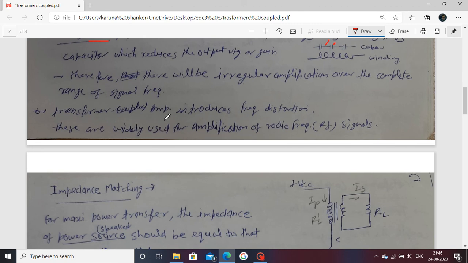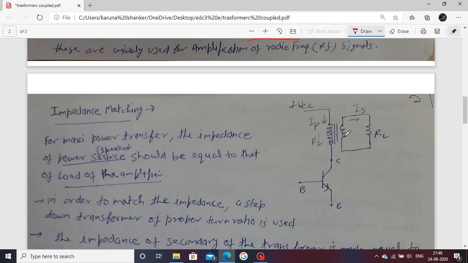Transformer coupled amplifier introduces frequency distortion, because it is used in radio frequency and also produces frequency distortion. Okay, this is your transformer coupled amplifier.